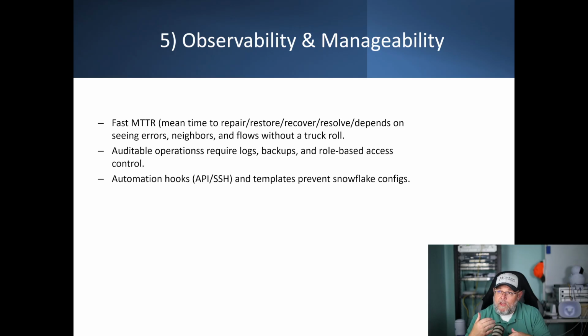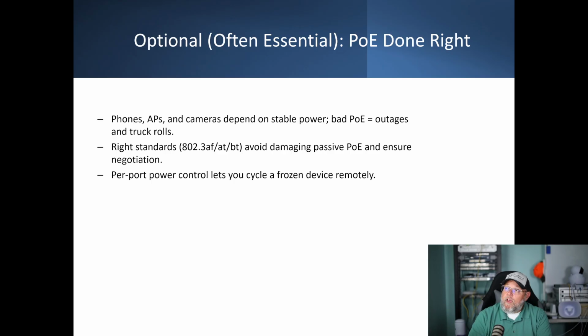We also want to make sure that things are auditable, so we've got logs, backups, role-based access control. Not everybody should be an admin, right? It goes back to that least privilege that we always talk about in security. A really nice thing is if you can do automation through an API or SSH, it's going to allow you to make sure that you don't have configurations that are not going to cause you issues. And nowadays, this is often essential.